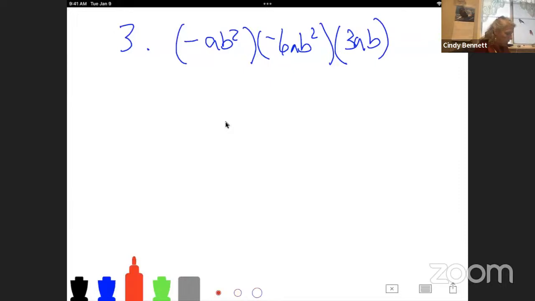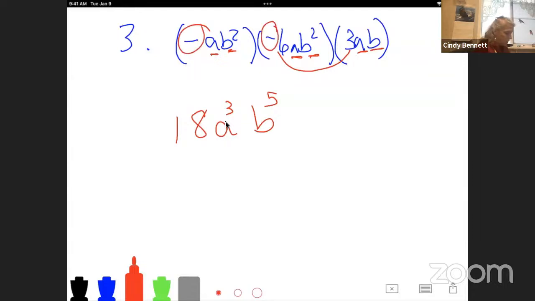So I have an a here, a here, a here. So that is going to be a to the third power. I have b squared, b squared, b squared. 2, 4, 5. Add the exponents, b to the 5th power. Then I have 6 times 3, which is 18. I have a negative, another negative. So 2 negatives multiplied together equals a positive, and this is your final answer.